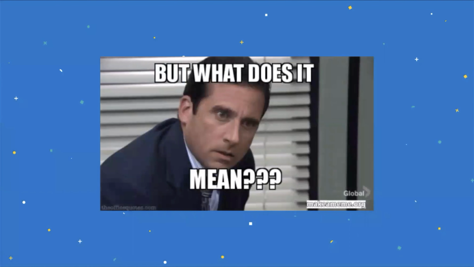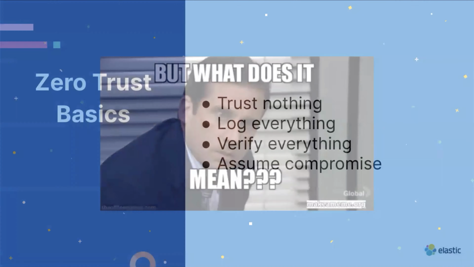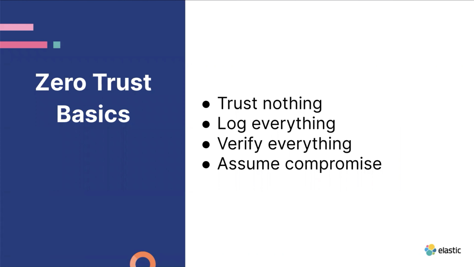So what the heck does that all mean? Those are some pretty loosey-goosey definitions, but if you try to distill it down, I think John did a great job on this slide. It's really four main principles. You don't trust anything, so the implicit trust you used to have because a device was in a set perimeter or had a set amount of scans on it is no longer the case.